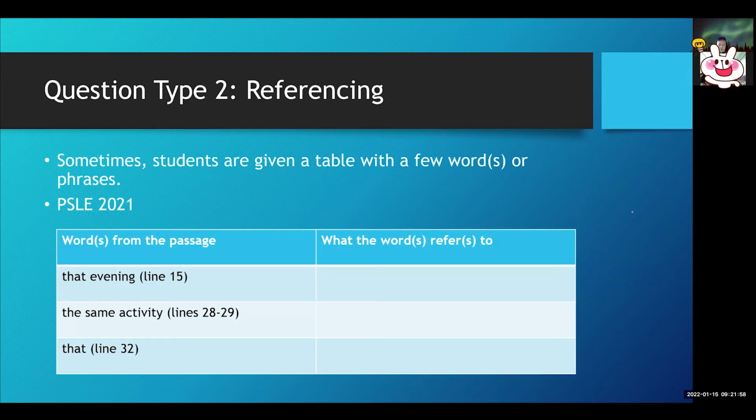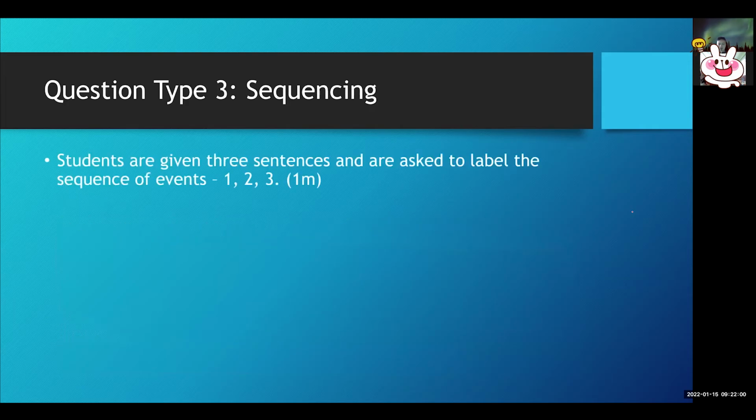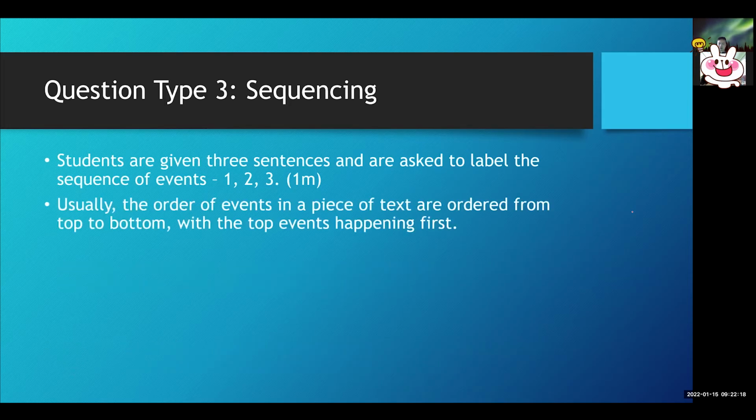Okay, let's move on. Question type 3, this one I'll go fast. This is sequencing, which I taught before. You're given 3 sentences and asked to label the sequence of events 1, 2, 3, for 1 mark. Usually the order of events in a piece of text goes from top to bottom. Whatever is on top happens first, and whatever comes after happens next.